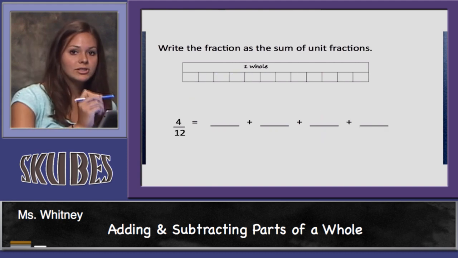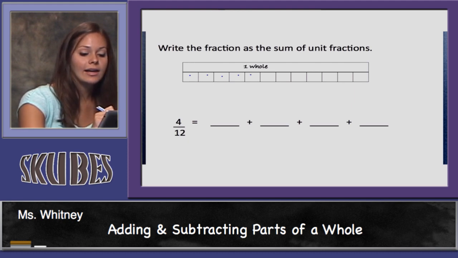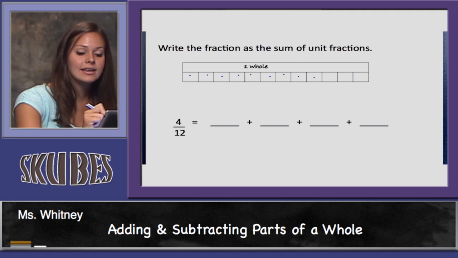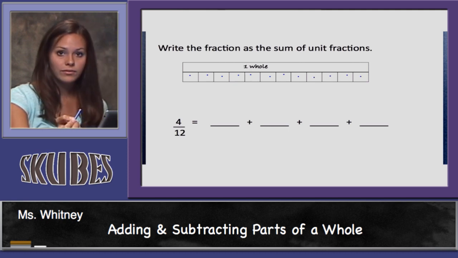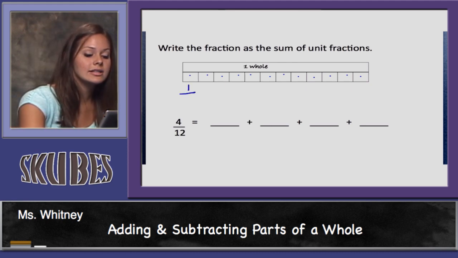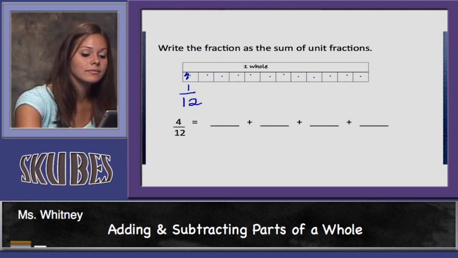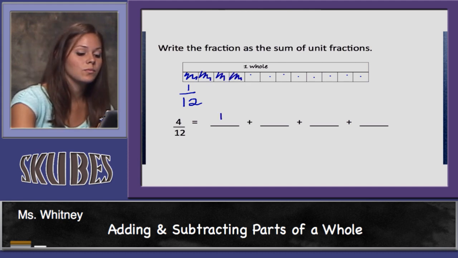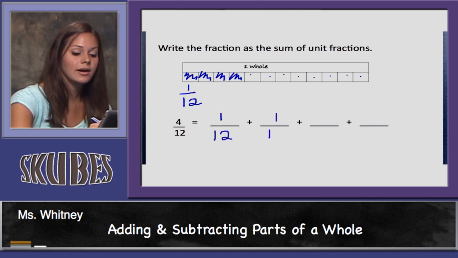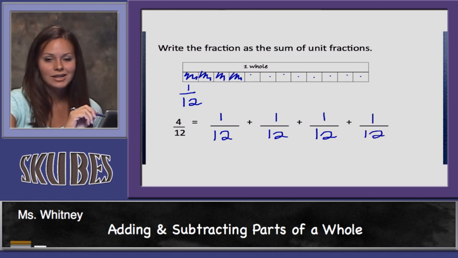And again, I'm going to count my total number of parts. 1, 2, 3, 4, 5, 6, 7, 8, 9, 10, 11, 12. My whole is broken up into 12 equal parts. Each part is equal to 1/12. If I want to show 4/12, I can show it as 1/12 plus 1/12 plus 1/12 plus 1/12. And that concludes our lesson on adding and subtracting parts of a whole.